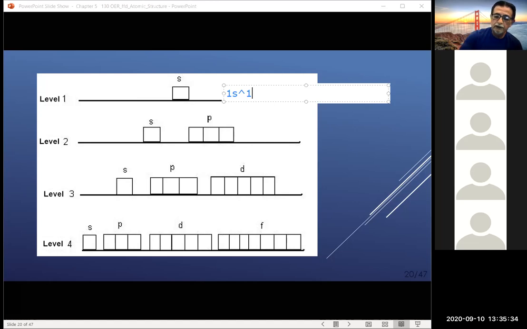If it was helium, I replace that 1 with 2. And so on. The superscript represents the number of electrons for that orbit, bearing in mind that the s orbit can handle a maximum of 2, the p orbit can handle a maximum of 6, the d can handle a maximum of 10, and the f can handle a maximum of 14.